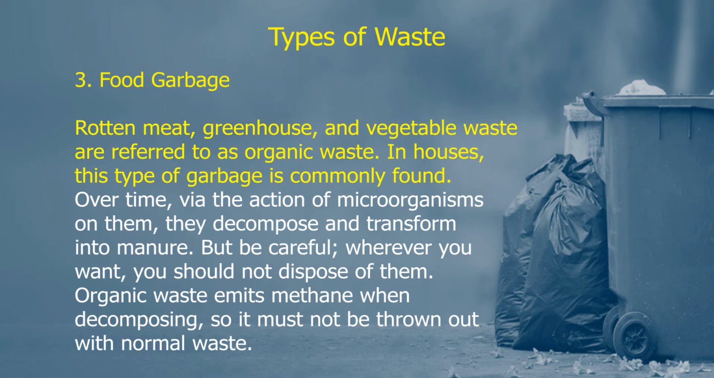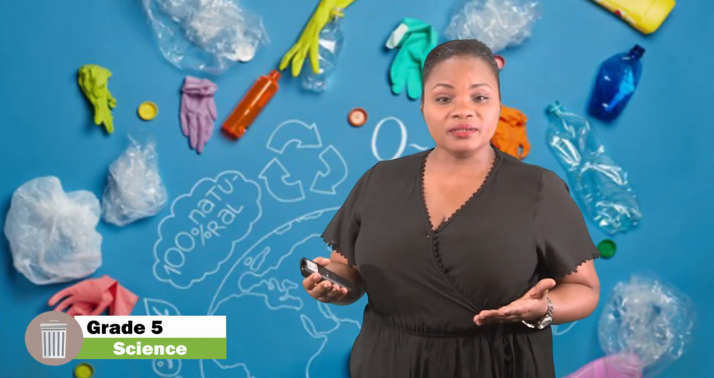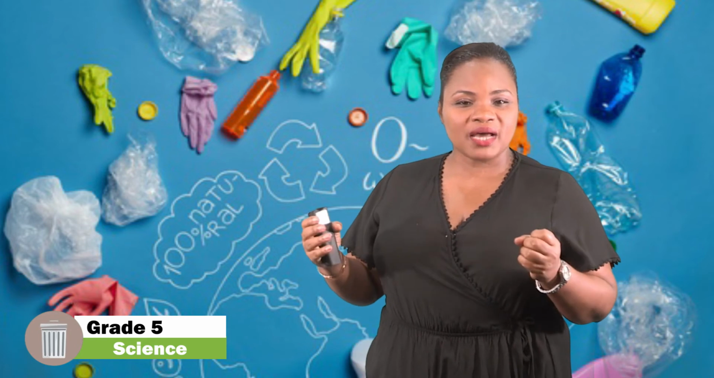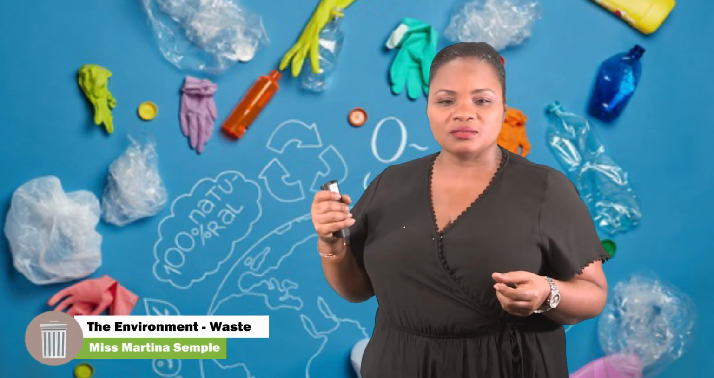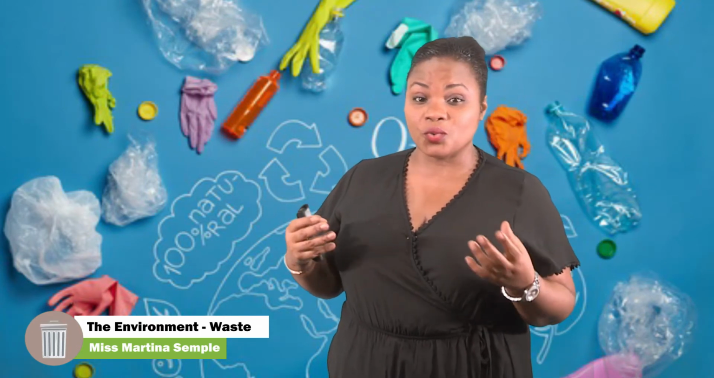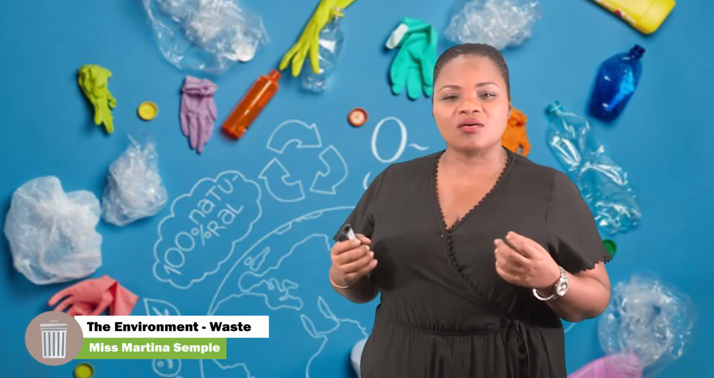Food garbage, rotten meat, greenhouse, and vegetable waste is referred to as organic waste. In houses, this type of garbage is commonly found. Yes, we know that we have these banana peels, eddoes, plantains, rotten vegetables and fruits that we don't want to eat. Yes, those are commonly found in our garbage today.